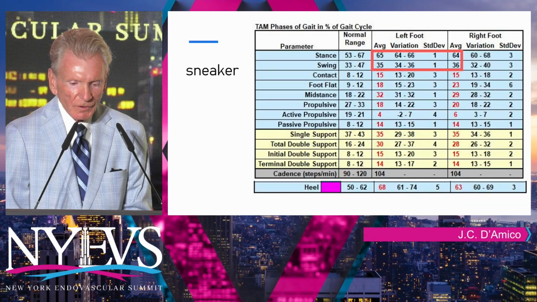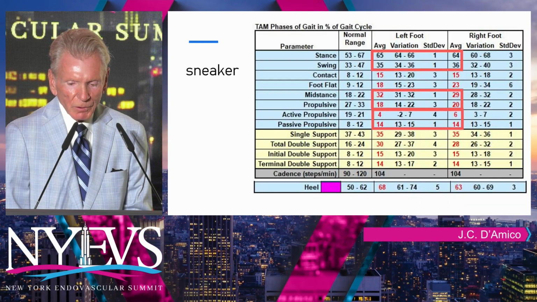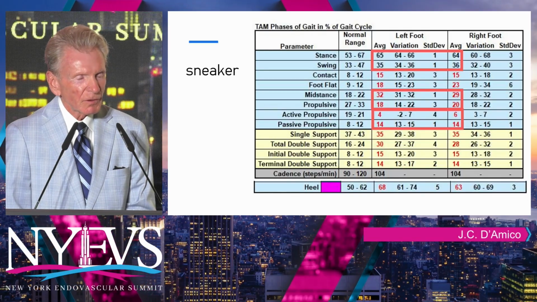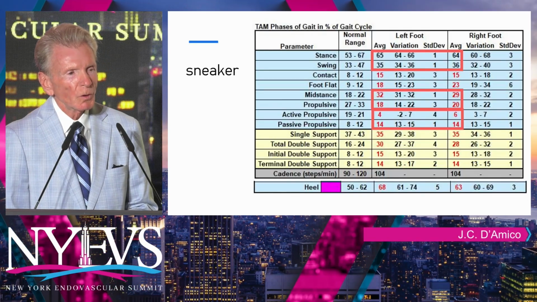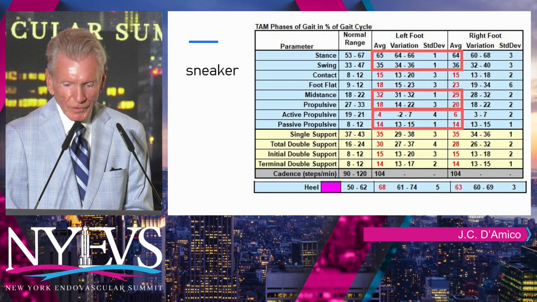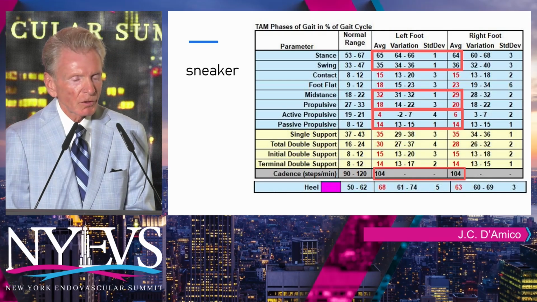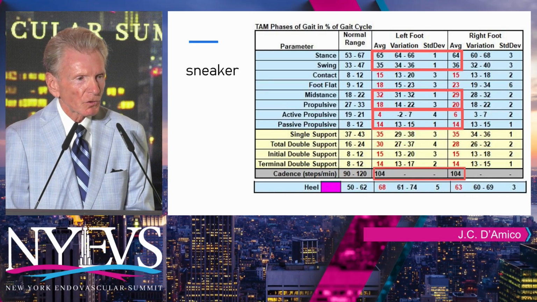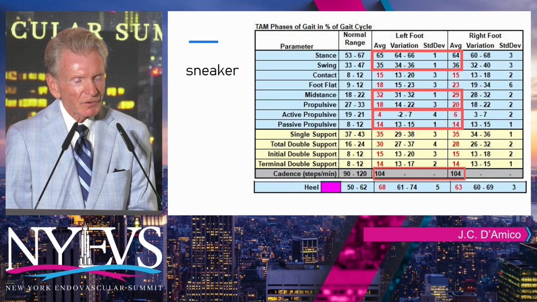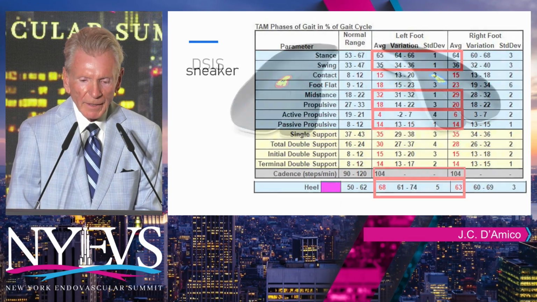So in sneakers, his midstance equals out. His active propulsion is still low. In fact, it's even lower than it was before because you have to go through the shoe to bring the body forward over the foot. 104 steps a minute, and he's even in terms of calcaneal stance duration. Normal's up to 62, but the shoes make you stay on the ground longer. So this is far better.